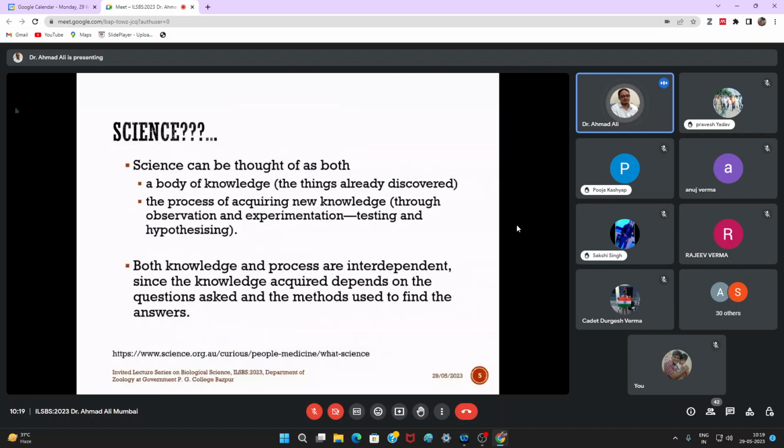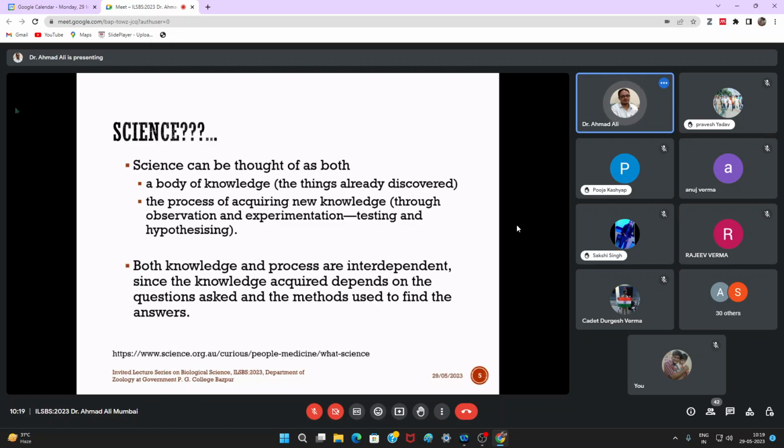So what is science? It can be thought of both as a body of knowledge. Again, the definition of knowledge is very vast. I'll not be going into that because the topic is not on science and knowledge, and there are books written on that. But it's a body of knowledge, meaning what we know already and has been discovered. And the second is the process of acquiring new knowledge.